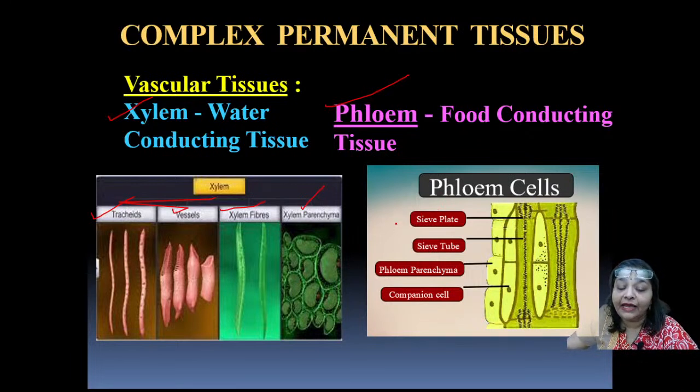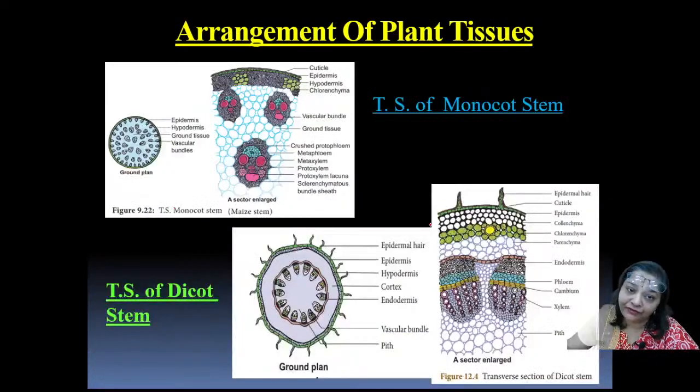Here you can see the sieve tubes, the companion cells, the phloem parenchyma and the phloem fibers. All these are living tissue except the phloem fibers, which are dead cells. Okay, right. So these are the complex permanent tissues we learnt in detail in the last session.